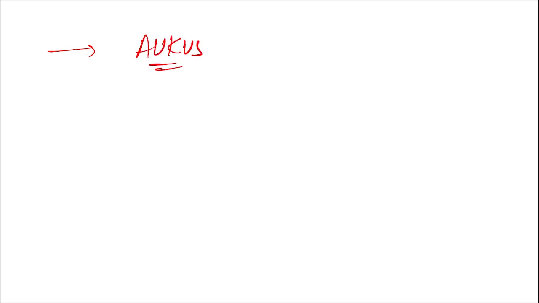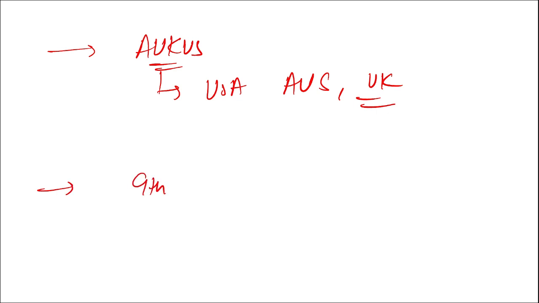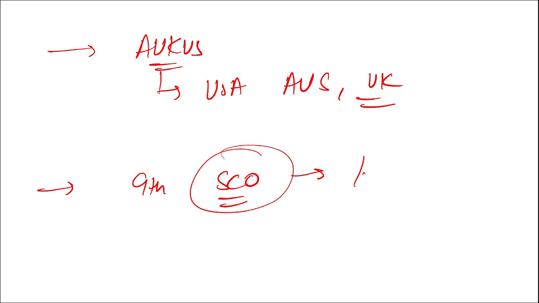Then tell me, if I ask you, AUKUS. AUKUS was a trilateral partnership between USA, Australia and UK. Alright, next, if I ask you, which country became the 9th member of SCO? Shanghai Cooperation Organization, 9th member. Tell me. It is Iran.